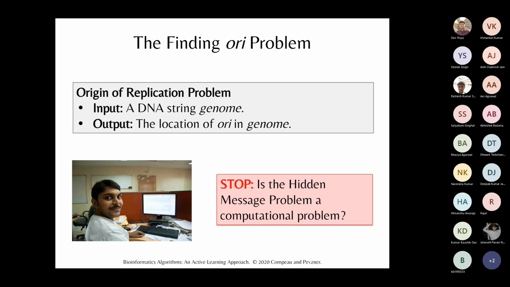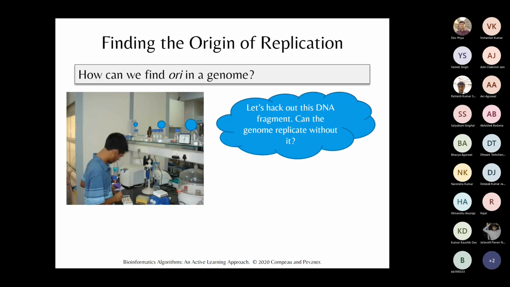So is it a computational problem? Do you think that this is a computational problem? Is it a well-defined computational problem? Yes, sir, in case we know the sequence of the origin of replication. Yes, but we don't know the sequence of the origin of replication, right? Yet we don't know. We have learned in molecular biology that it should be AT rich, right? Okay, but is that enough? No, that's not enough, right? So we have to come up with a better way of defining the problem.